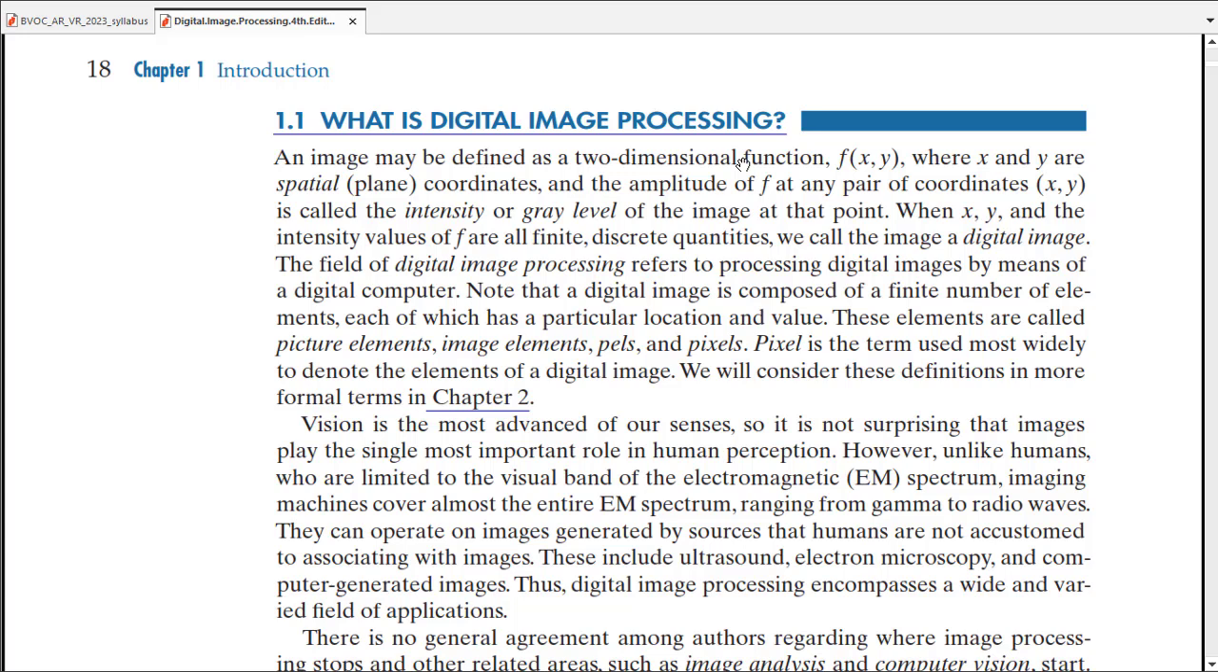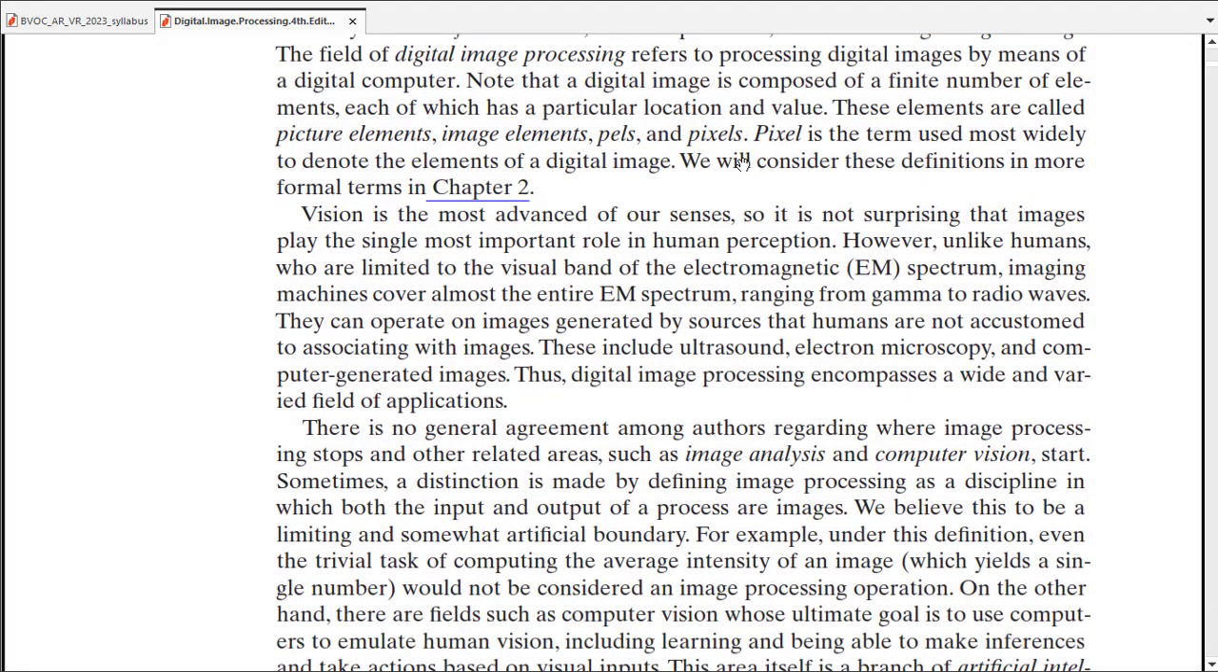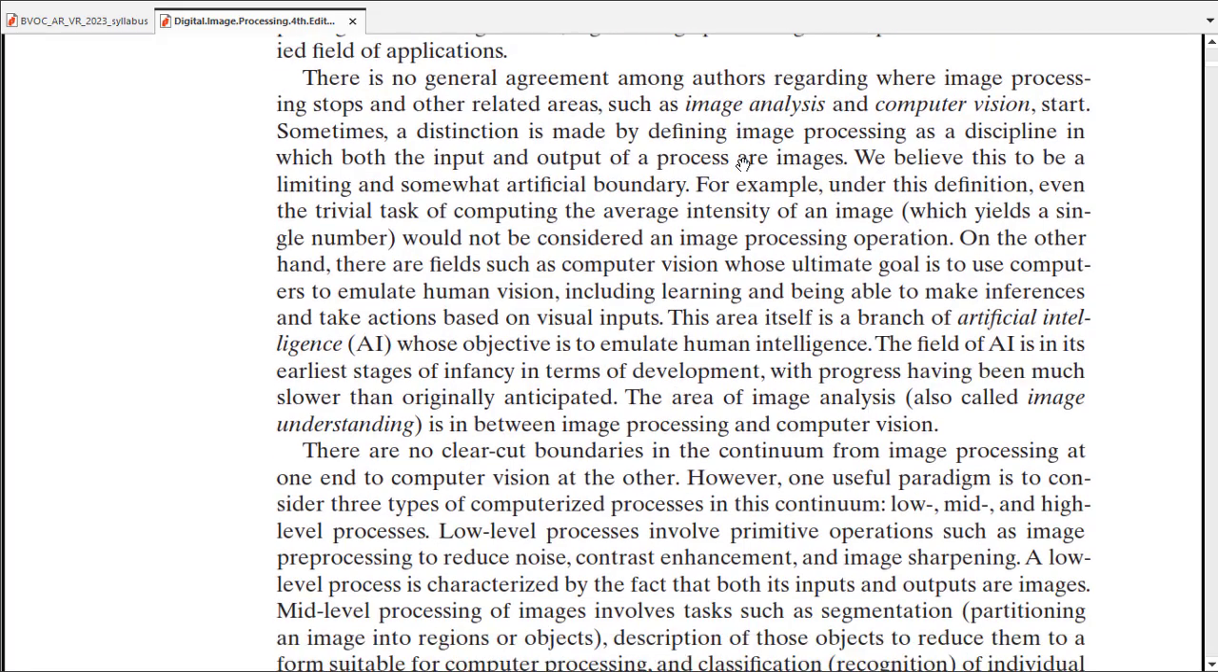This image normally has a range of gray level intervals. These elements are called picture elements, image elements, pels, or pixels. Pixel is the term used most widely to denote the elements of a digital image. So these are the main fundamentals. Another topic is the electromagnetic spectrum, to identify the different types of waves.